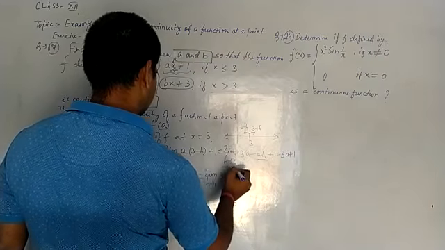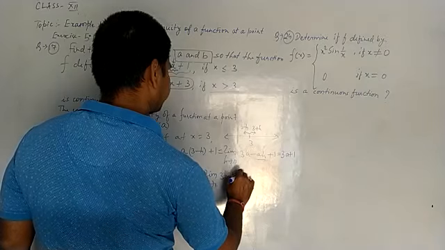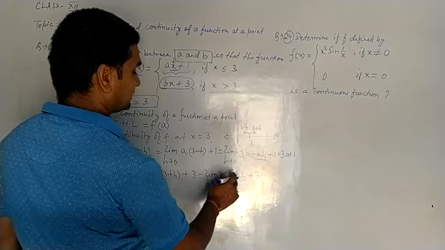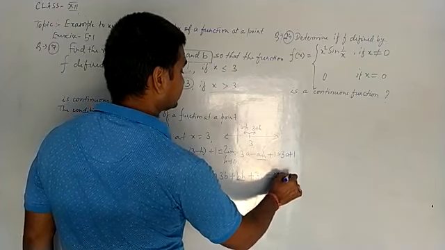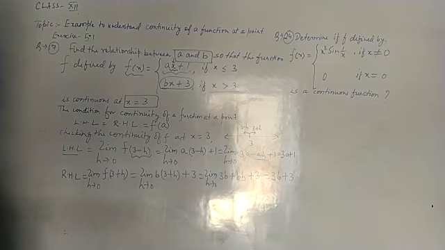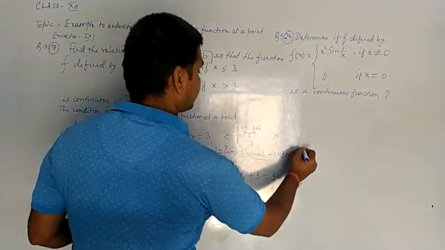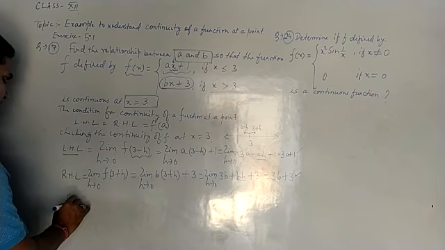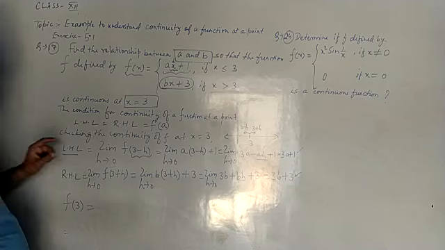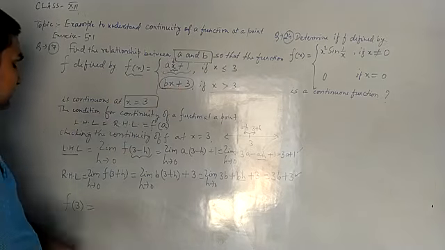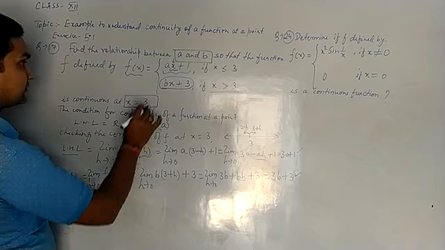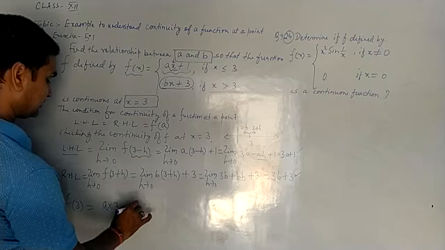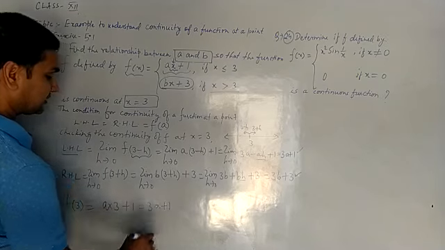3b plus bh plus 3, should it be? So this will be 0 and 3b plus 3, should it be? And now the LHL value becomes 3a plus 1, RHL value will be 3b plus 3, and f3 should be what? Look, f3, x is equal to 3, so what should be there? So f3 will be a into 3, in place of x, 3 will be there, plus 1, so 3a plus 1 again.